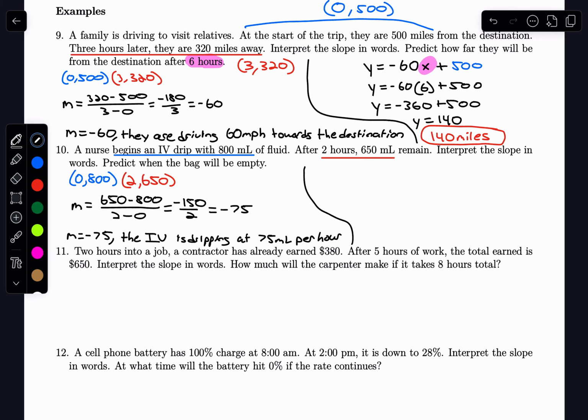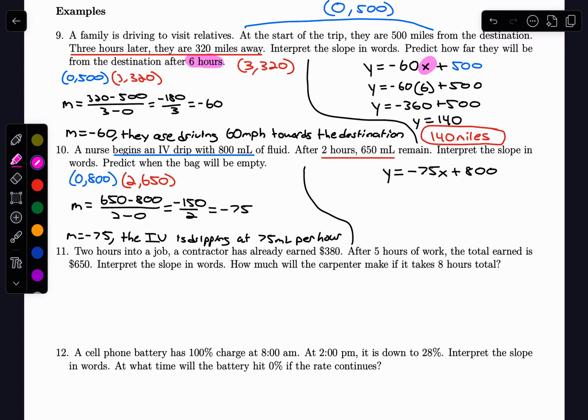Okay, so the first thing we're going to do is write an equation that models this like before. So in slope-intercept form, we have y equals our negative 75 was our slope, plus the 800 milliliters we started with. So very similar to the previous problem's equation. But now it's different. We're not told how many hours it's been and we want to make a prediction. We're told how much fluid is left. And the amount of fluid left is nothing.